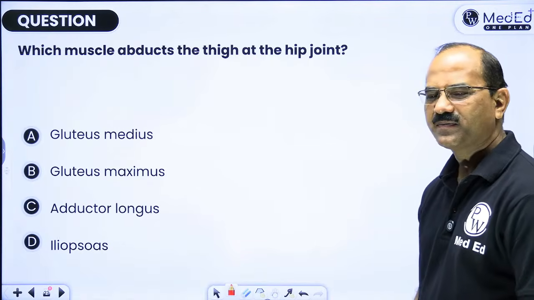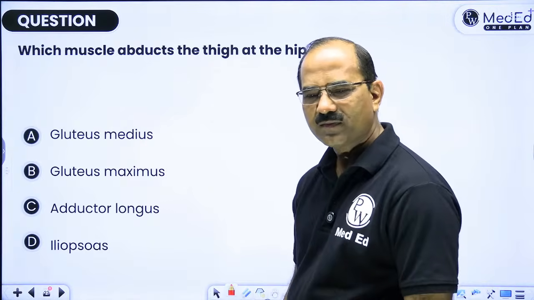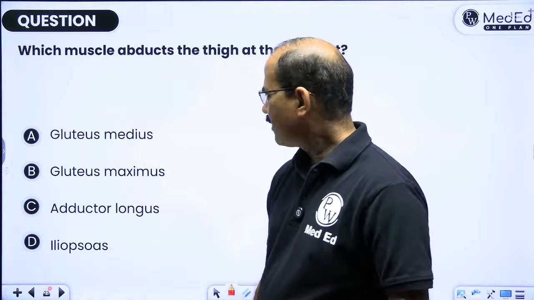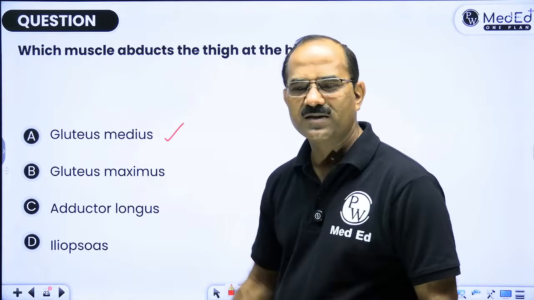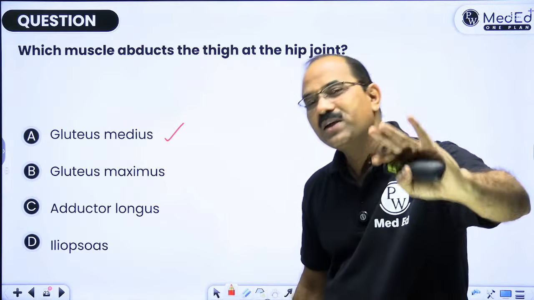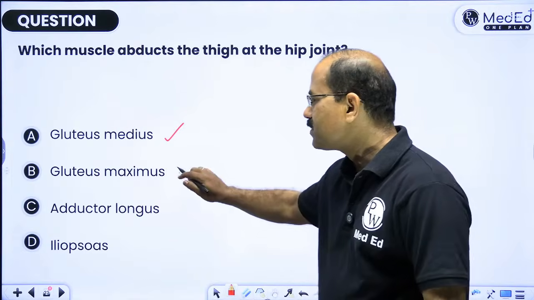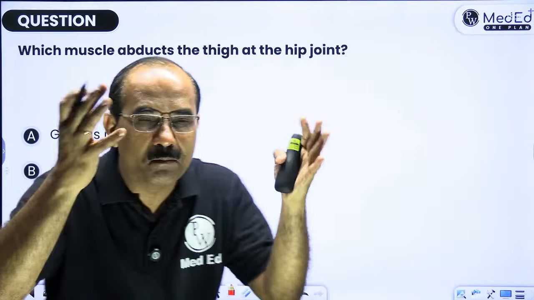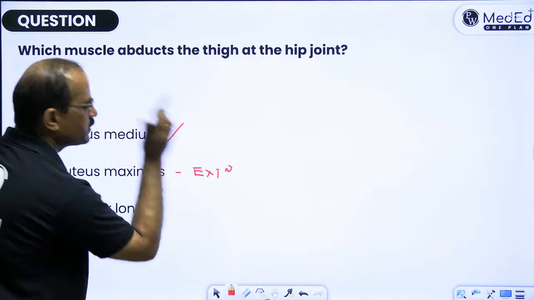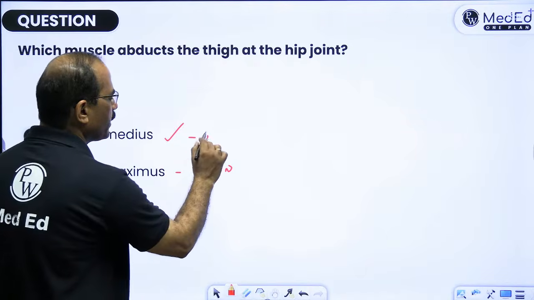Iliopsoas नहीं है बच्चे. It's not iliopsoas. Answer is medius बच्चे, gluteus medius है. अभी मैंने बोला ना, gluteus medius is the chief abductor at the hip joint. ग्लूटियस मैक्सिमस का मेन एक्शन क्या है? Main action is extension at the hip joint. Medius का main action is abduction at the hip joint.